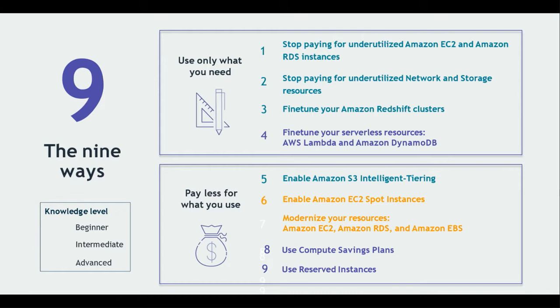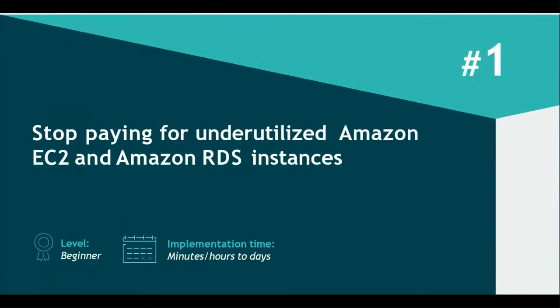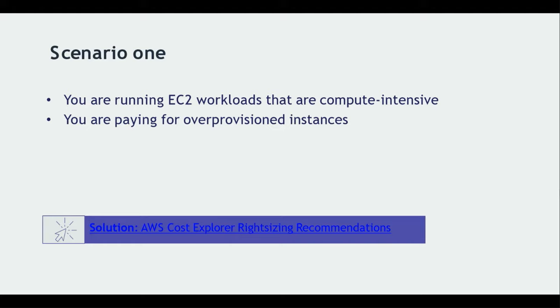Let's move forward now. The first point is to stop paying for underutilized Amazon EC2 and Amazon RDS instances. Now you can see there is a scenario: you are running EC2 workloads that are compute intensive, meaning they are very highly configured instances, and you are paying for over-provisioned instances because you are not fully utilizing them. Now let's understand how you can avoid these situations. You need to go to the AWS Cost Explorer.